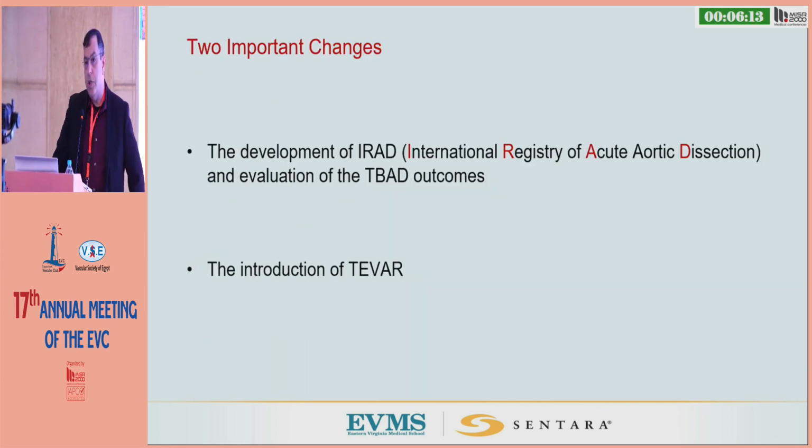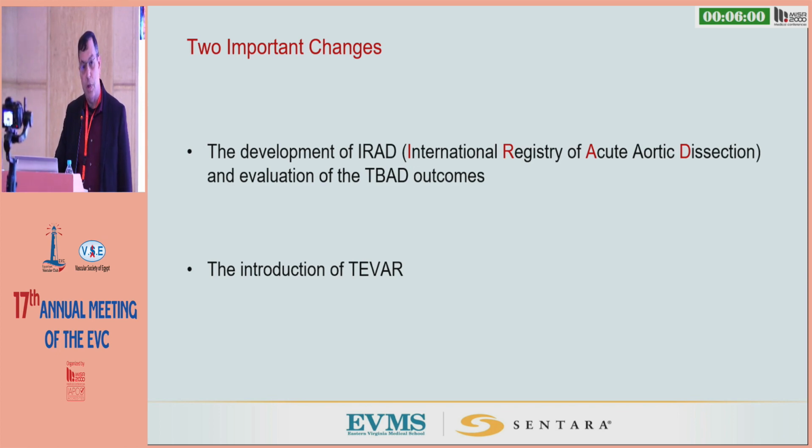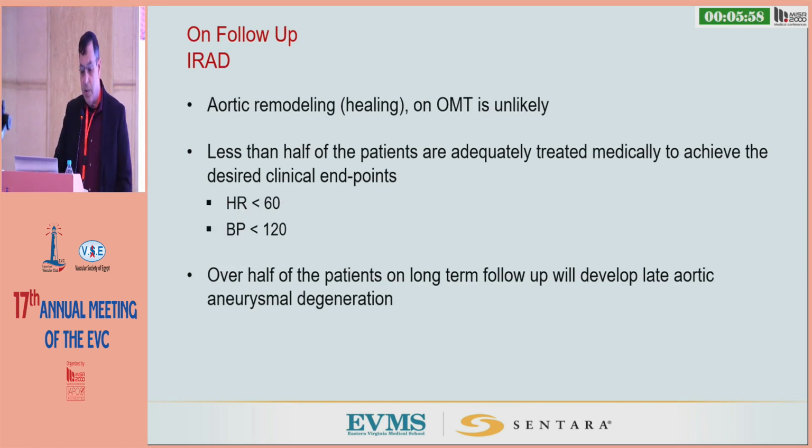Two important changes happened since that classic teaching. Number one, the development of the IRAD, which is the International Registry of Acute Aortic Dissection, that looks at the outcomes of type B aortic dissection, and introduction of TEVAR. What does the IRAD tell us?